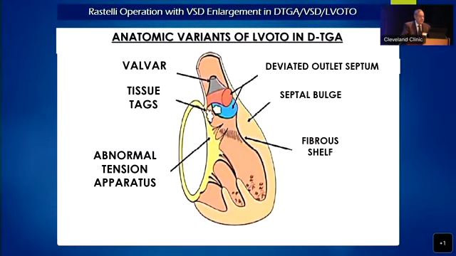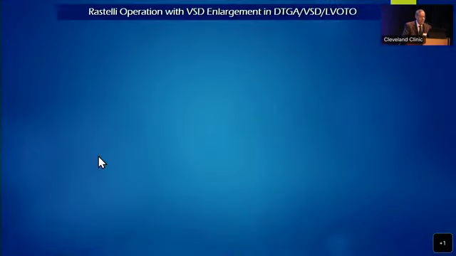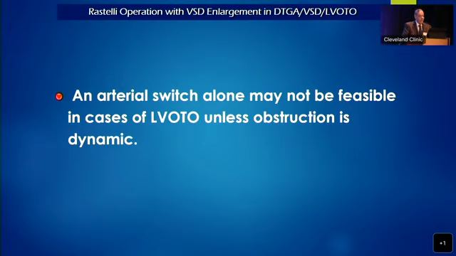Now to the subject. As you have probably seen several times, anatomic obstruction of the left ventricular outflow tract can happen for many reasons. It can be due to valve tissue tags, a deviated outlet septum, a septal bulge, fibrous shelves, and an abnormal tension apparatus. An arterial switch operation alone may not be feasible in cases of left ventricular outflow tract obstruction unless the obstruction is dynamic.